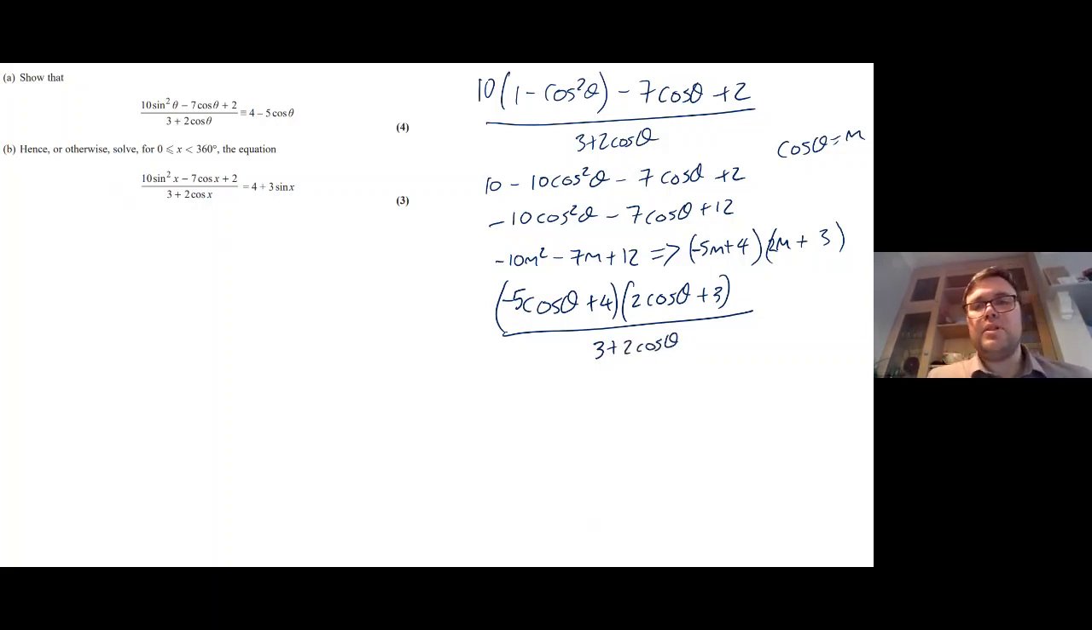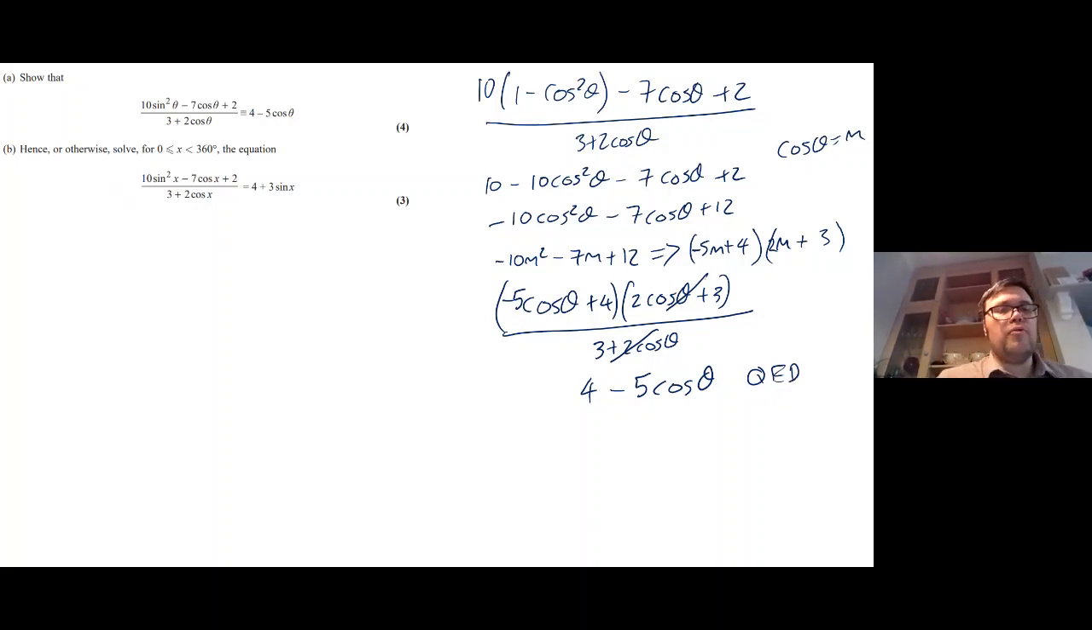And I know they put a theta there, so it's fine. Notice that this will cancel with this because it is multiplied on top. So I have 4 minus 5 cos theta, which, looking where I got, it's in the right form, QED, and then move on to part B.